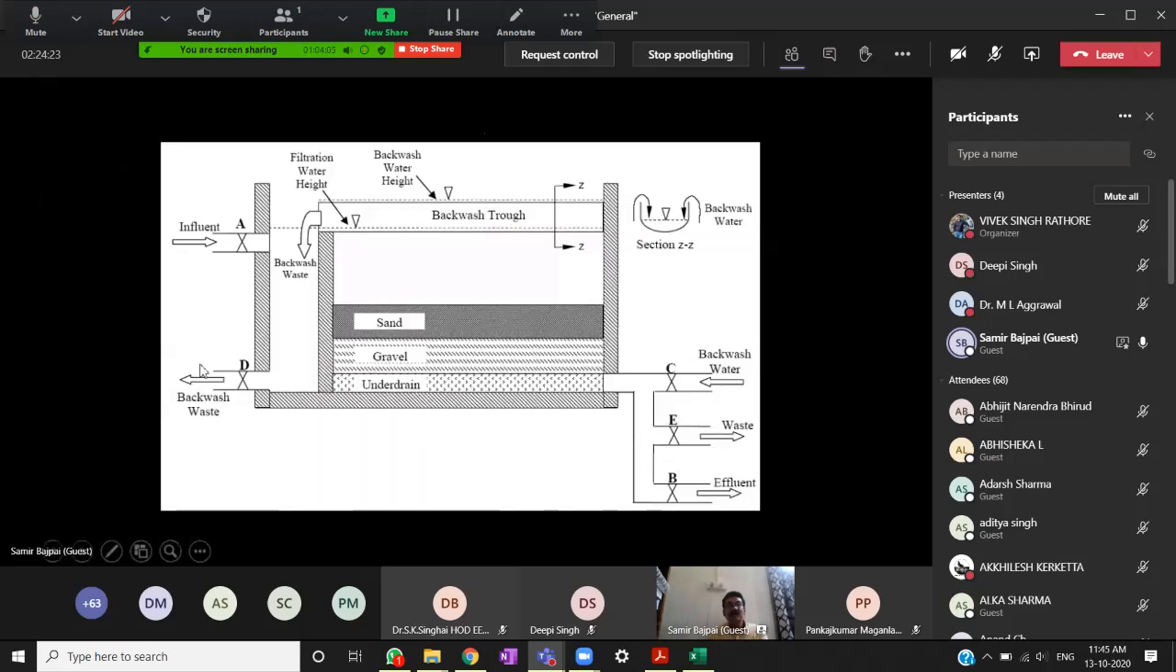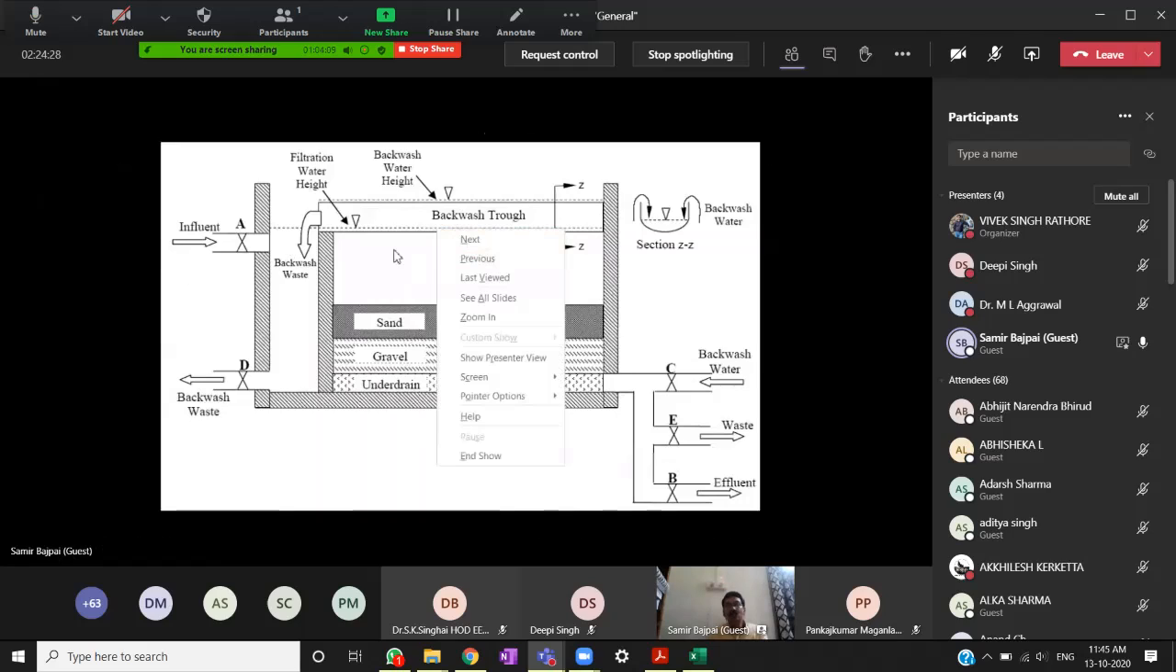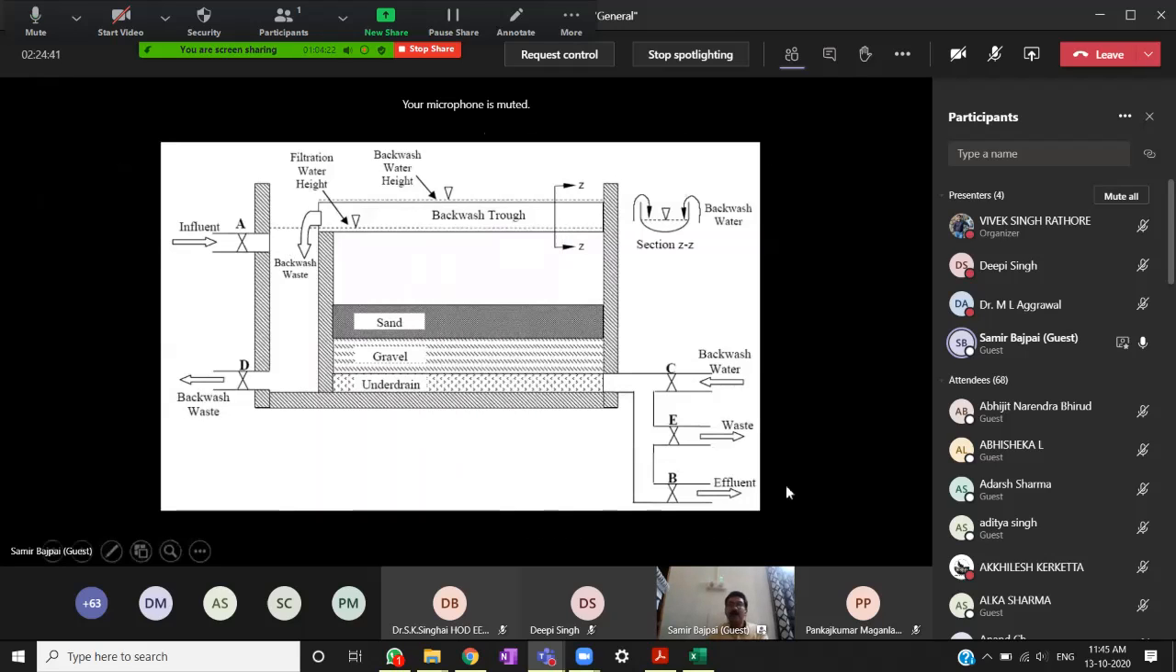So basically, influent comes from here. It is applied and it moves in the form of gravity. It moves to the sand media. A gravel media is there to support the sand media, and then you have an under drainage system to collect the treated water and take it out for further treatment. You have the arrangement for cleaning which is known as backwash.